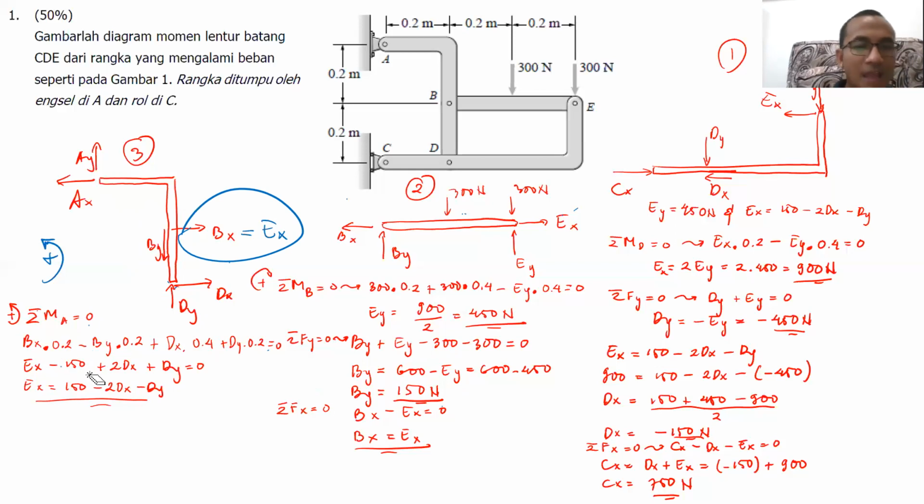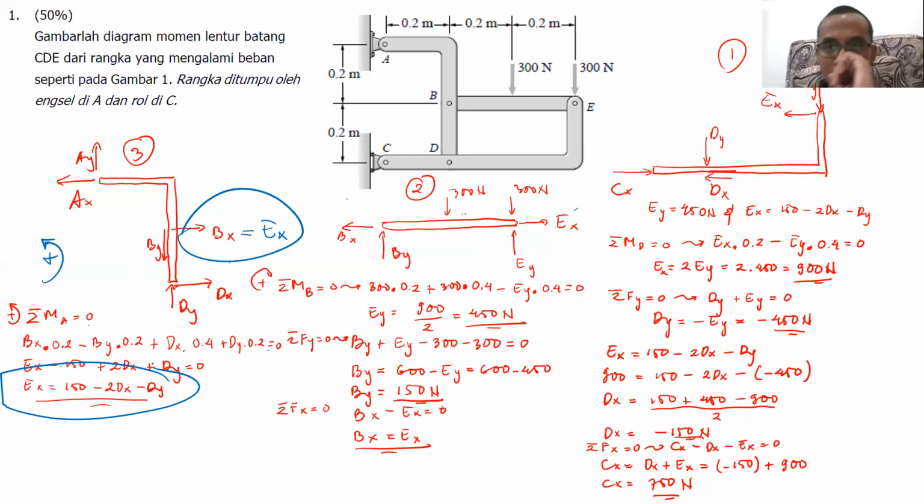And then divide everything by 0.2. This is what I will get. Ex minus 150 plus 2 Dx plus Dy equal to 0. Then, after that, we can try to solve it. Not solving it because there are 3 unknowns there. So I can write it down like this. Ex is the same as 150 minus 2 Dx minus Dy. Okay.